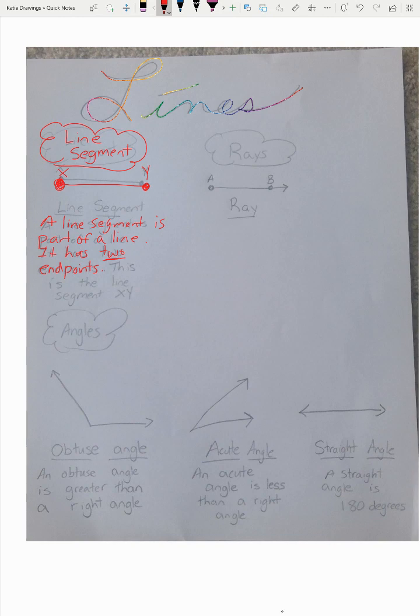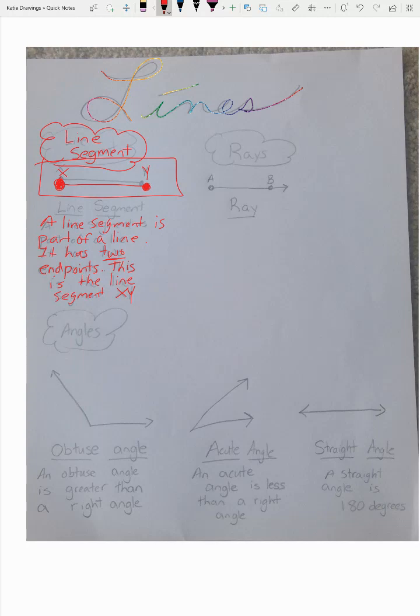So a line segment, and if you were to get this picture on a test, they said, what is this? You would say, this is the line segment, because there's a beginning and an end. It has two endpoints here. This is the line segment X, Y. And that would be your answer for that.